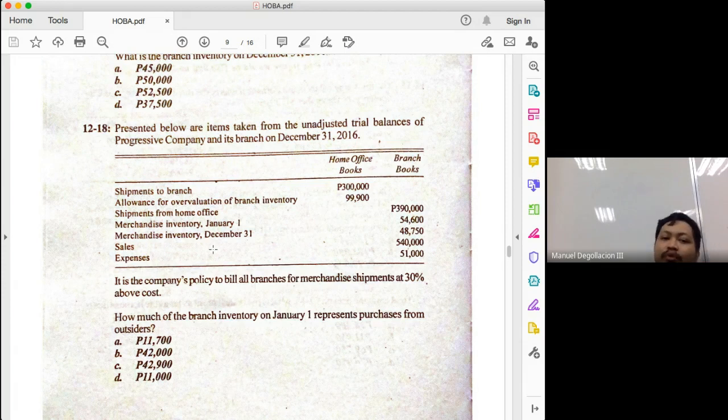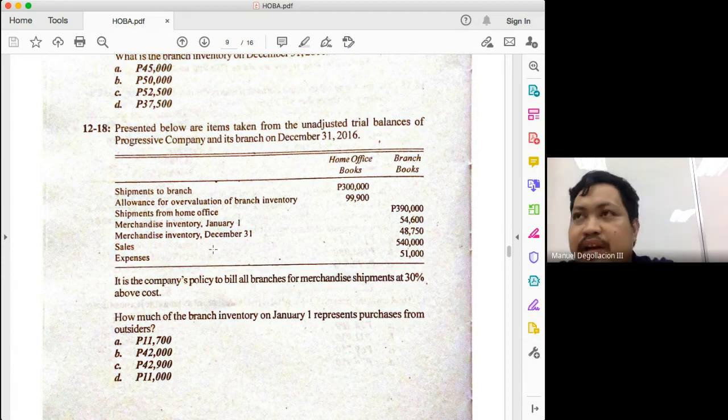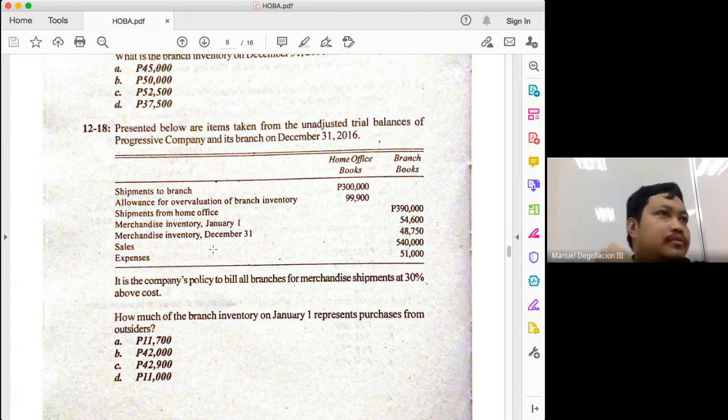Okay? So what do we do here? We divide 9,900 by what? 30%. How much will that give you? 33,000. I hope you get that, class. Okay? Might as well practice solving while you're here. Okay? So 9,900 is the markup on the beginning inventory that came from the home office divided by 30%, that will give you 33,000.